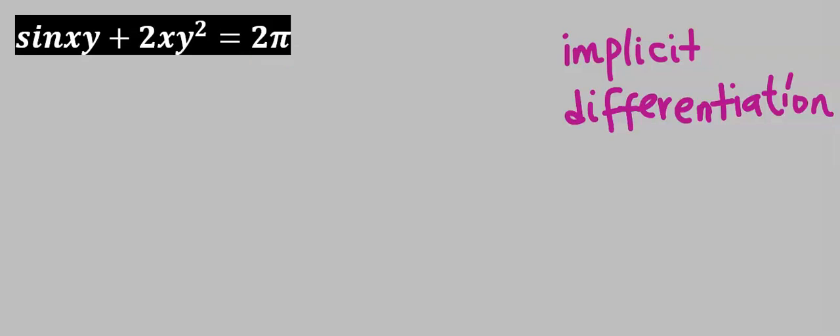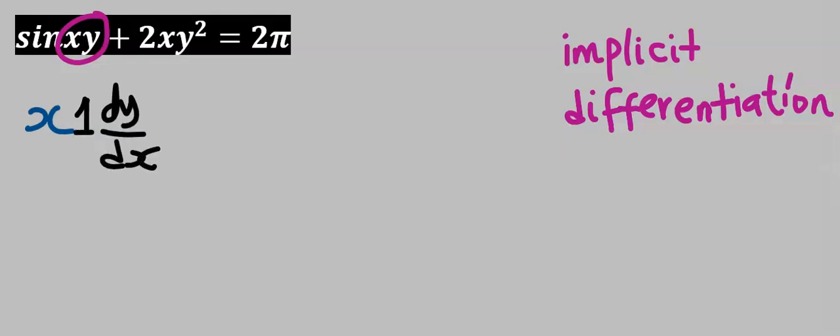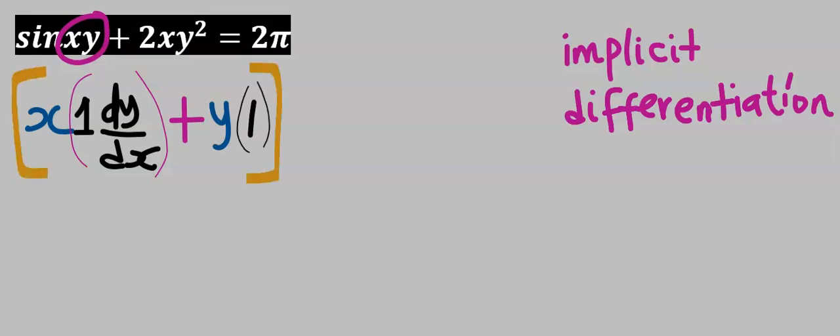Step number 1. We're going to differentiate xy. We're going to keep x constant and differentiate y is going to be 1. However, we're going to multiply that with dy over dx according to the rule of implicit differentiation. Next, according to product rule, we have a plus. Next, we're going to keep y constant, and when we differentiate x, it's going to be 1. We are done with xy.